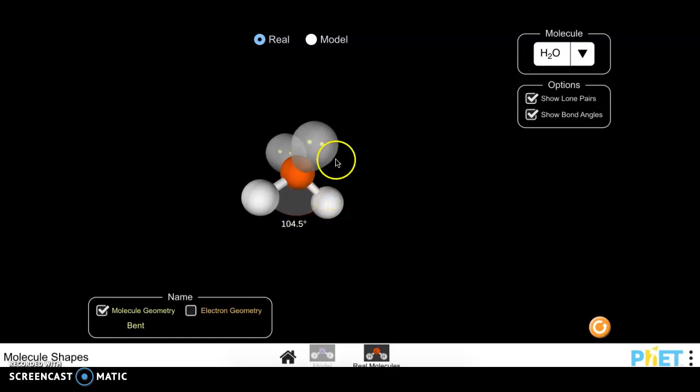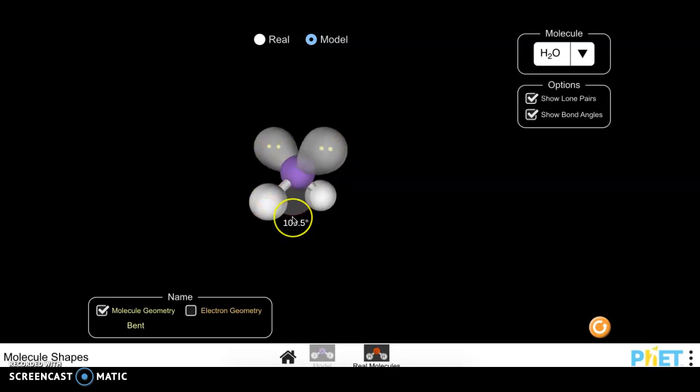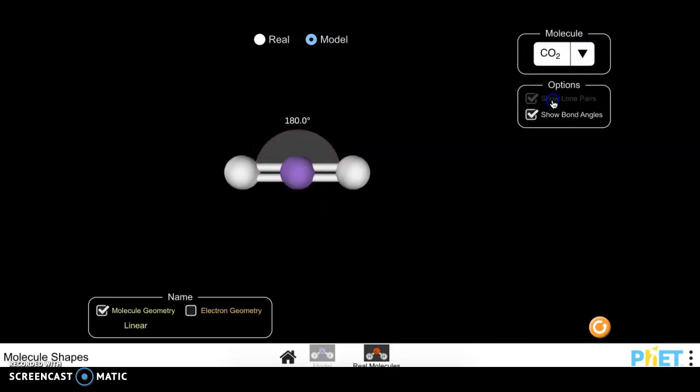The bond angle of the model, if I click on model, is 109.5 degrees. Okay, so you would write that in and then do the ball and stick drawing for water. Do the same over here for carbon dioxide. Compare the model and the real, okay, with bond angles and shapes. Do the same for ammonia and methane.